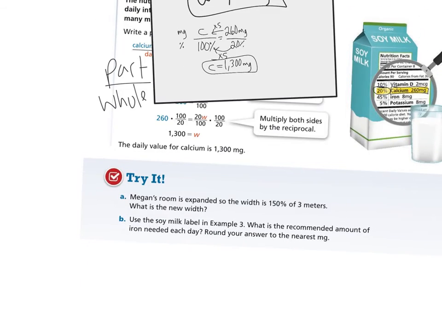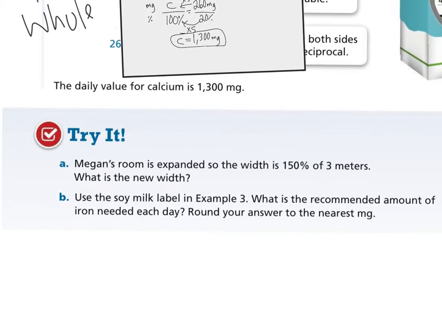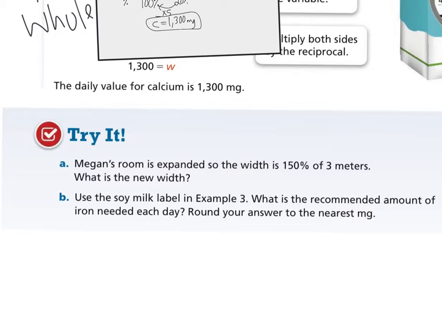So if we look at the try it, part A, Megan's room is expanded so the width is 150% of 3 meters. What is the new width? So they kind of gave it away here in a way. 150% of 3 meters. 150%, we could just change that to a decimal. Of usually means multiply, so 1.50 or 1.5 times 3. And that would be 4.5 meters. If you got more than 100%, make sure your answer is bigger than what you started with.